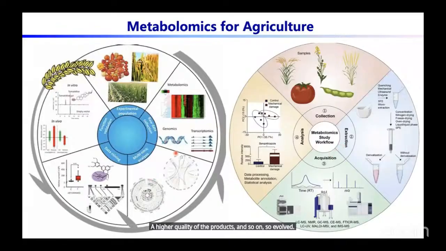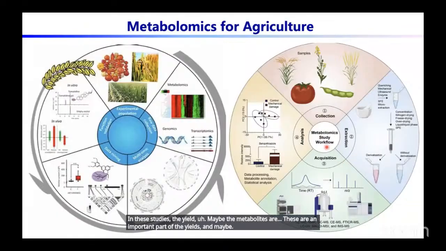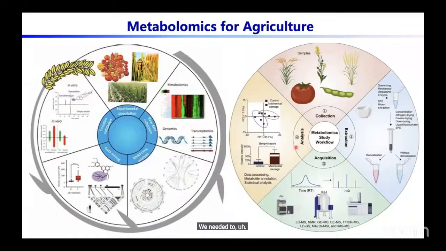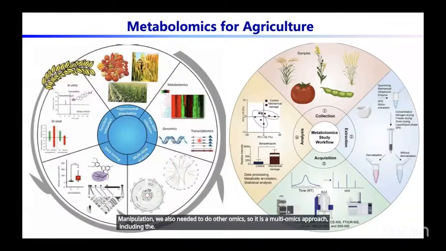Obviously, in these studies, the yield, maybe the metabolites, is an important part of the yield, and we can apply the metabolomics approach to monitor the change. And also, of course, because it concerns genetic manipulation, we also need to do other omics. So it is a multi-omics approach, including metabolomics.